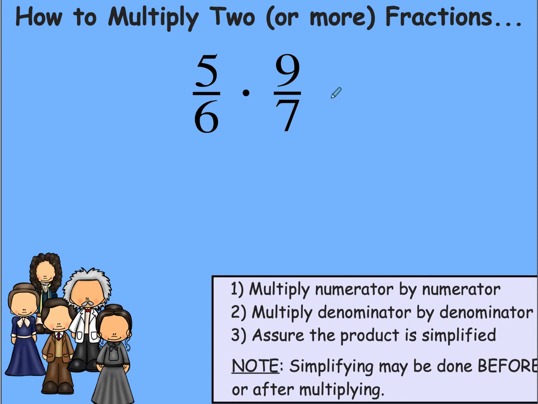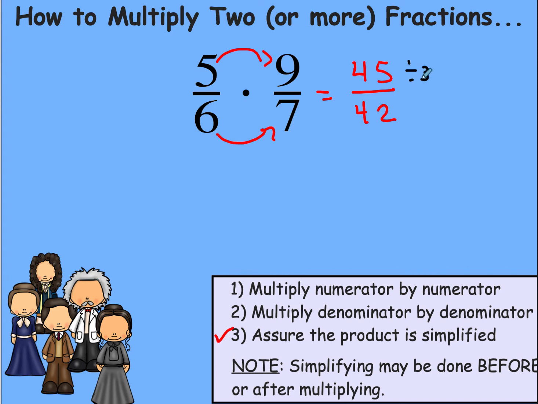Okay, so to multiply, we do numerator times numerator. So 5 times 9 is 45. Denominator times denominator, which is 6 times 7, or 42. Next, I go ahead and I do the last thing, which is to simplify. So I need to know if there's a number that divides 45 as well as 42. So using my divisibility rules, I know that 45 is divisible by 3.